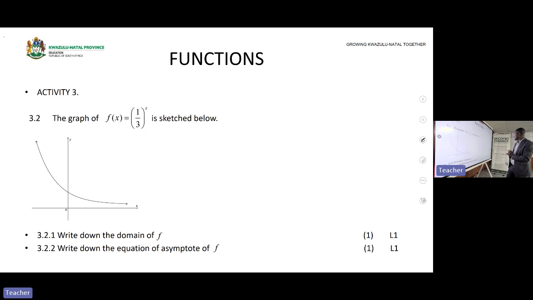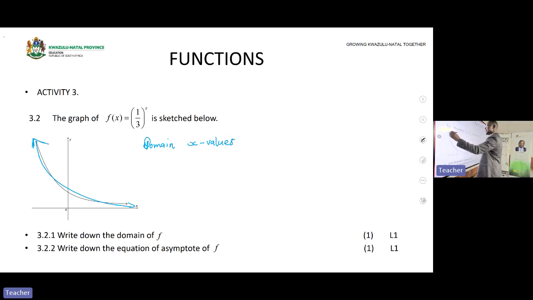So the first question is asking us to write down. It's a question that you must make sure you get the marks for, because it's an easy question. It is asking us to write down the domain of this graph. And we know when we are looking at the domain, you are looking at your x values. So we are asked about the domain of this graph. When you read your graph, you read it from left to right. So we want to know, where is our graph starting in terms of the x values?